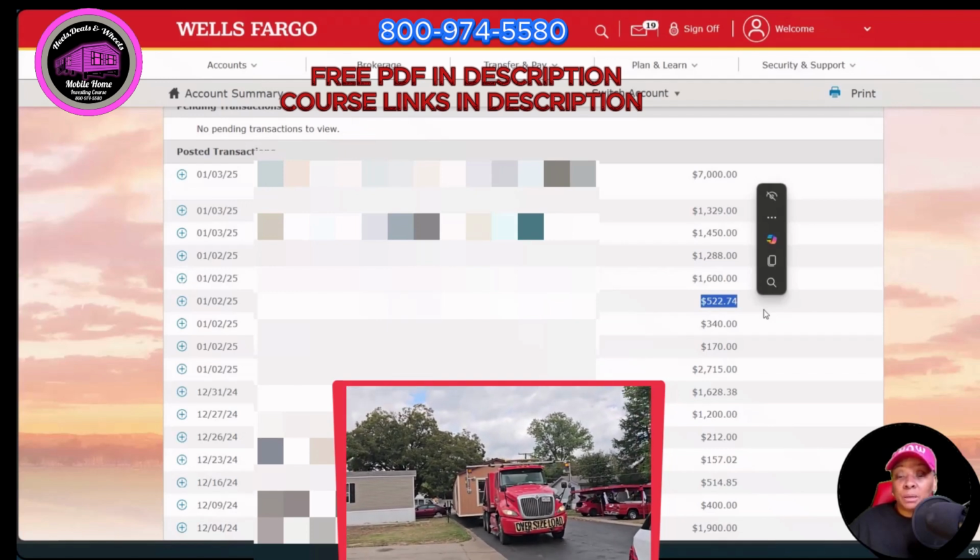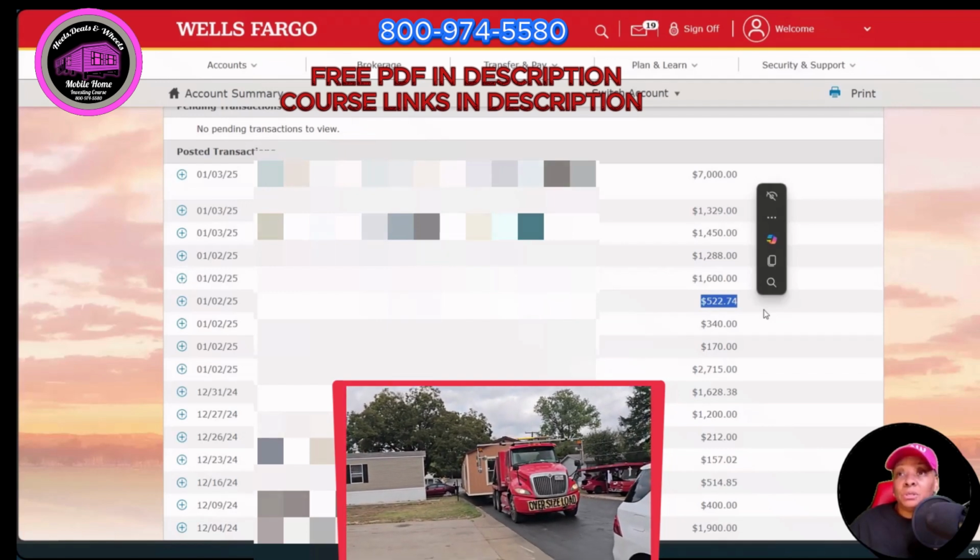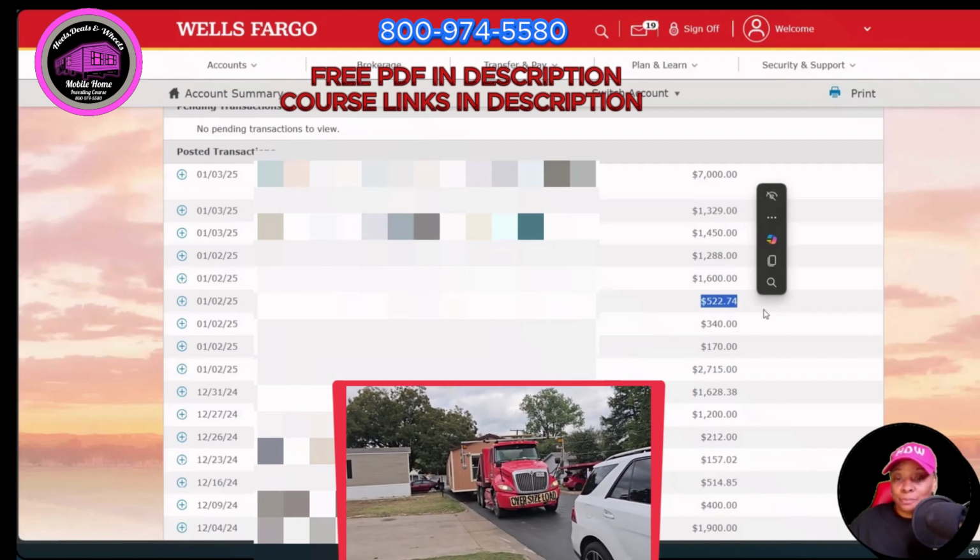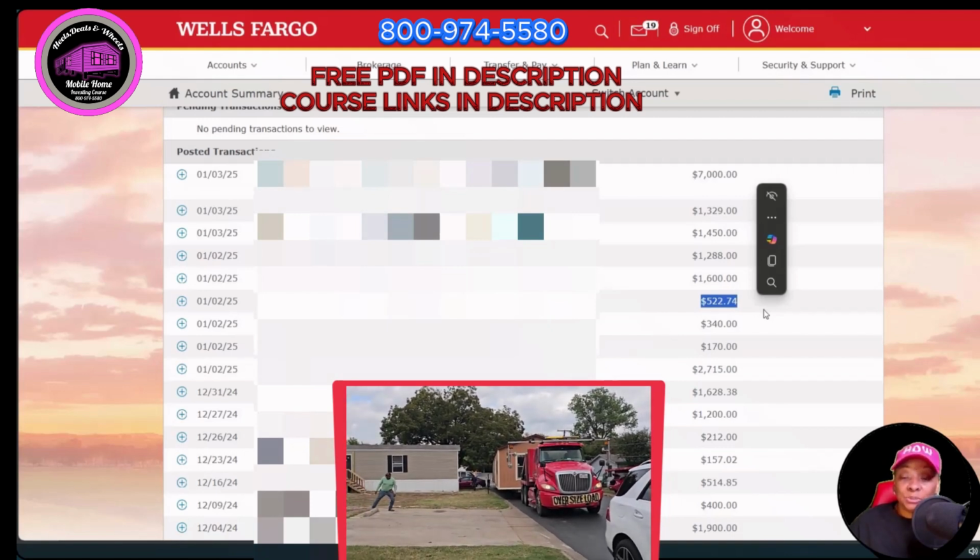$522.74. What is this all about? I'm going to tell you what it's all about. This is a seller finance deal. We don't do seller finance deals anymore.